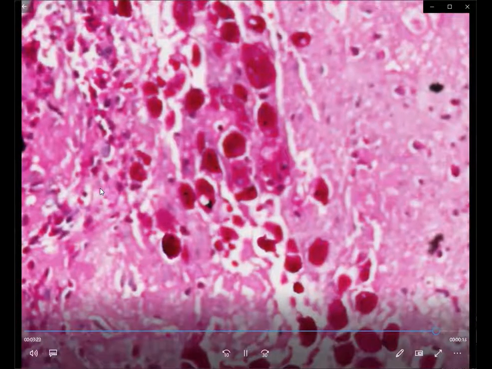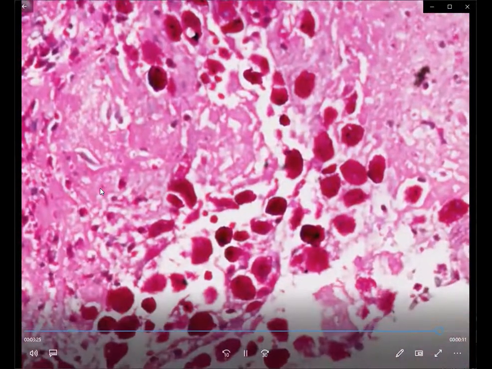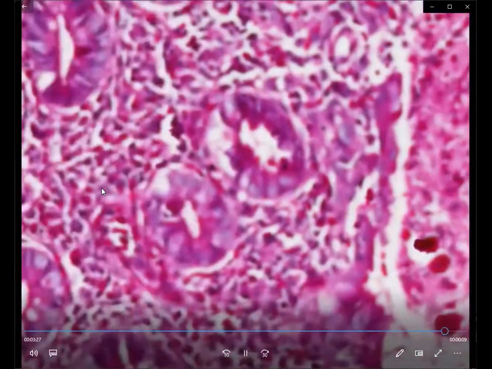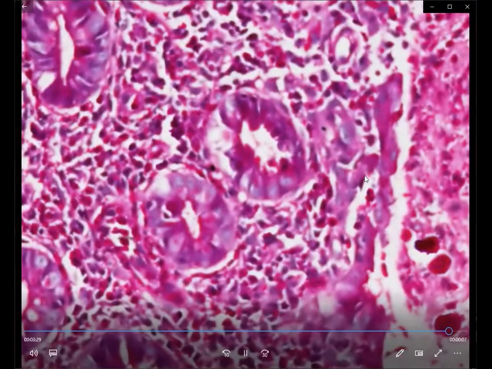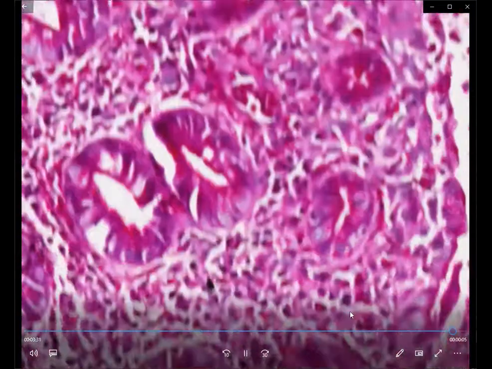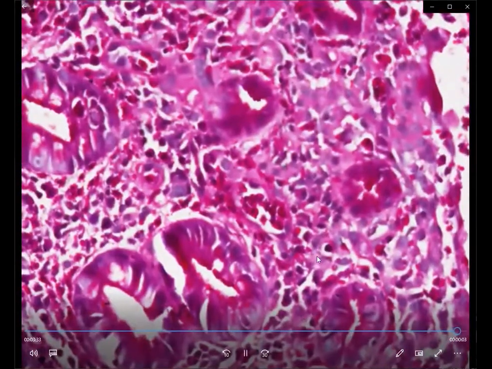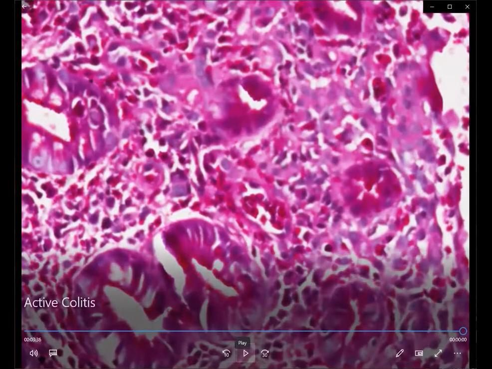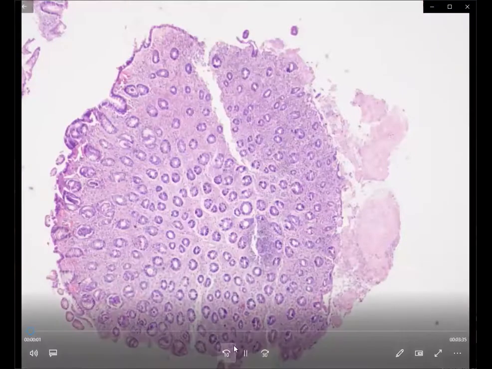So if you are getting a case which is showing active colitis where the crypt architecture is not significantly distorted, in those cases you should go back and look within the ulcer whether there is any pathogen lying over there, and then you can pinpoint the cause. Then you can tell that the active colitis is because of amoebic trophozoites, and you can say that this is a case of amoebic colitis. So that was about amoebic colitis.